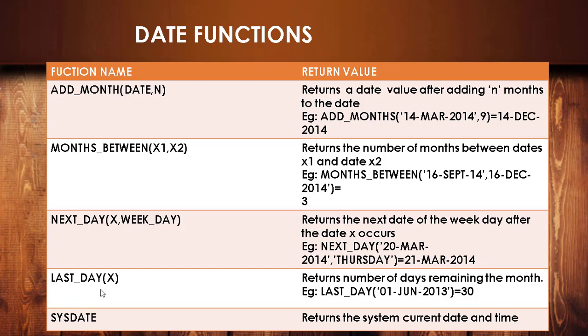The next function is last day. Last day will return the last date of the month. For example, last day 01, that is 1st June 2013. The last date will be 30th. Sys date will return the system's current date and time. So these are the different date functions in SQL.